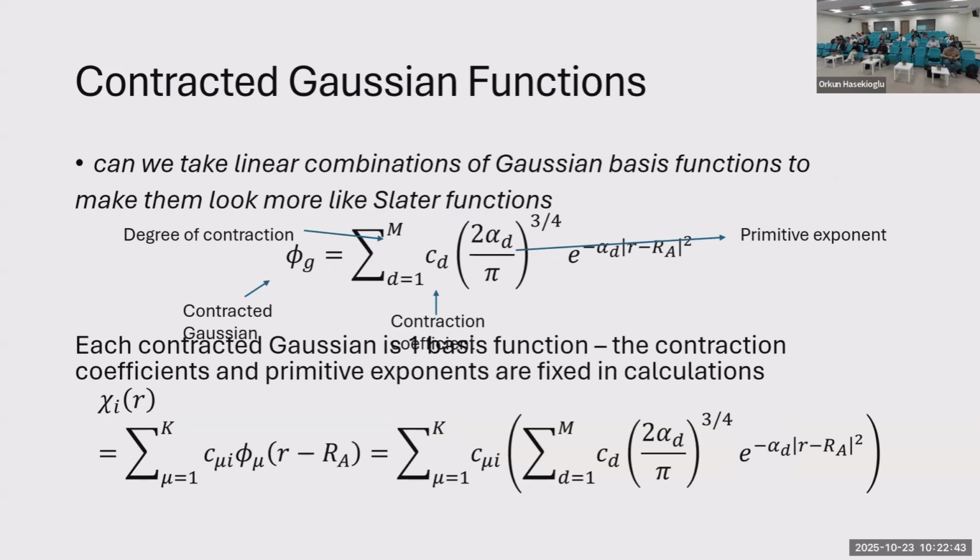The contracted Gaussian function is given by this equation. The degree of contraction is the d part. And then we have alpha_d, which is the primitive exponent. The contraction coefficient c_d is related to the degree of contraction. For each degree, you have to calculate it and sum it up. Each contracted Gaussian is one basis function. The contraction coefficients and primitive exponents are fixed in calculations. And this is the expression that we get at the end for the contracted Gaussian function.